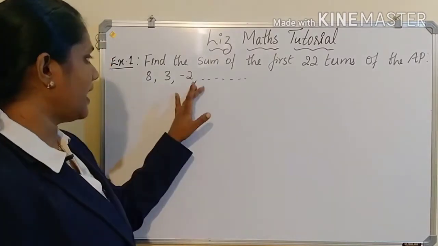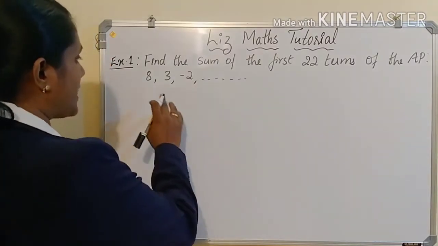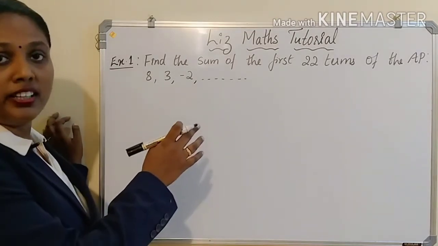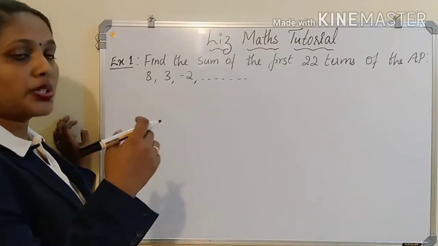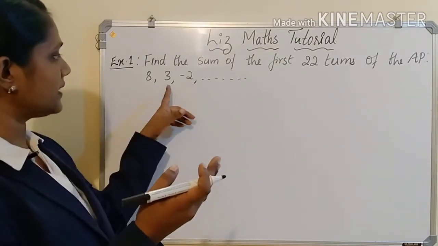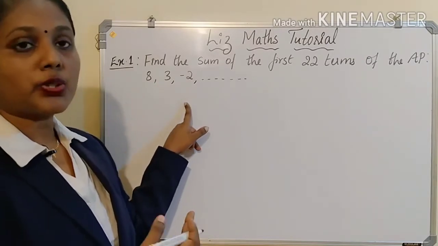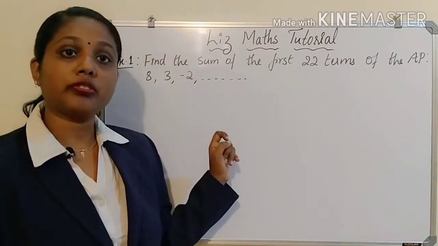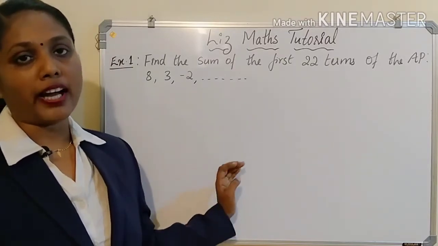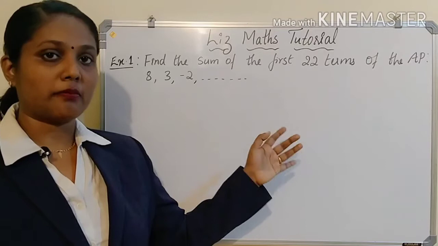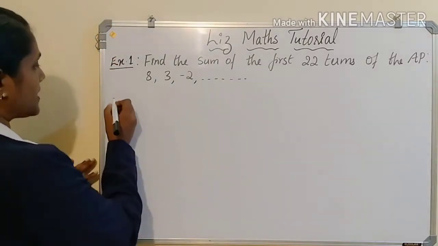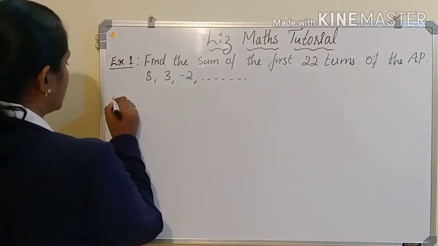And this is an AP, so a is equal to 8 and the common difference you have to find out here. Then n is given. So which formula do you use? When they give the first term as well as the common difference, you use the formula to find the sum of n terms of an AP, that is S is equal to n by 2 into 2a plus (n minus 1) into d. First write down what is given. Move on to the solution.